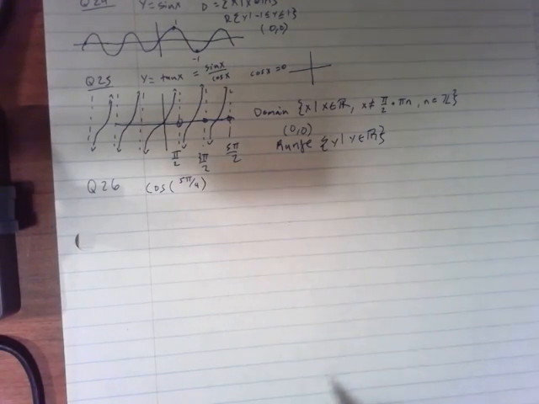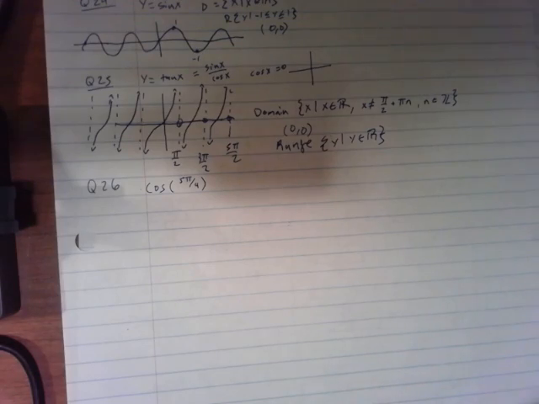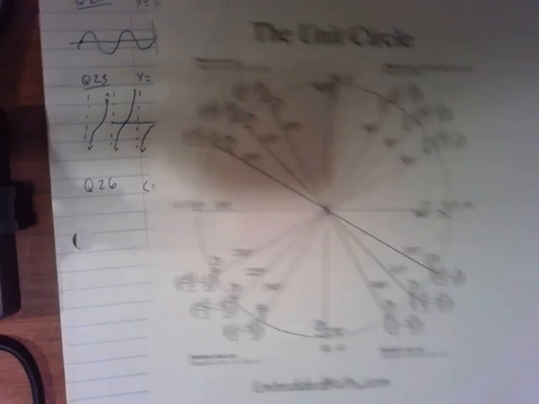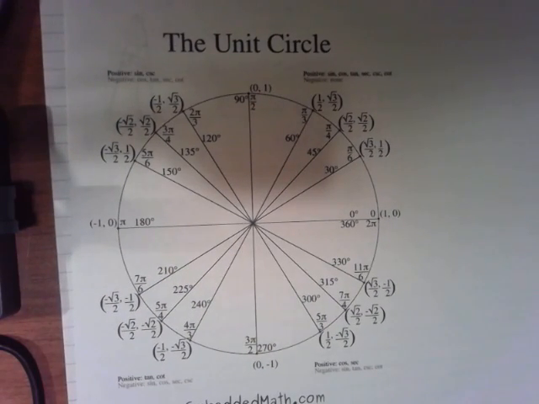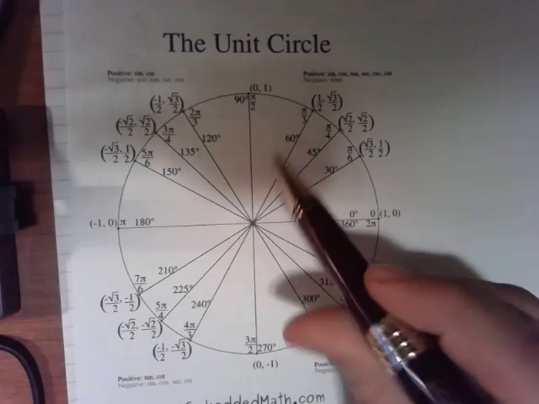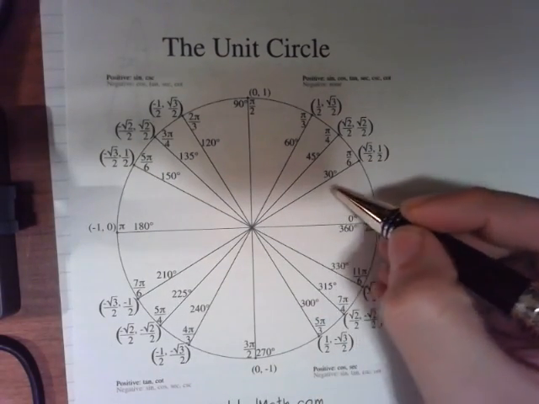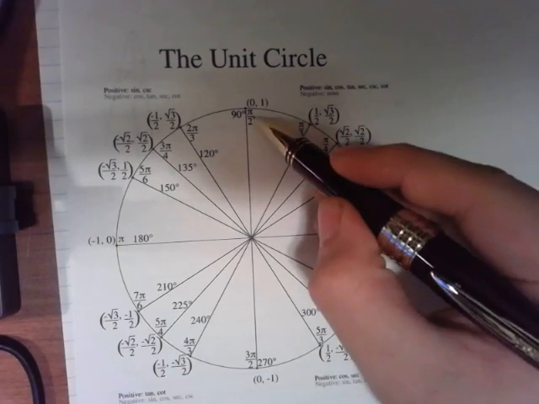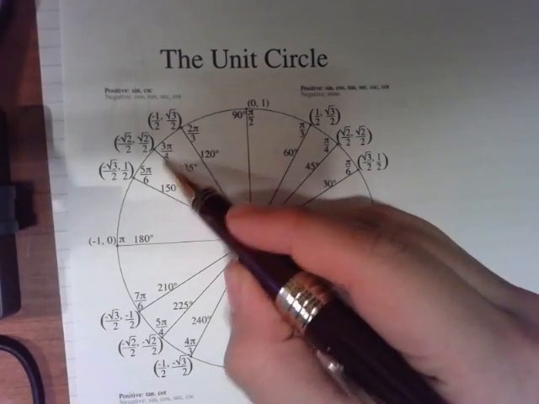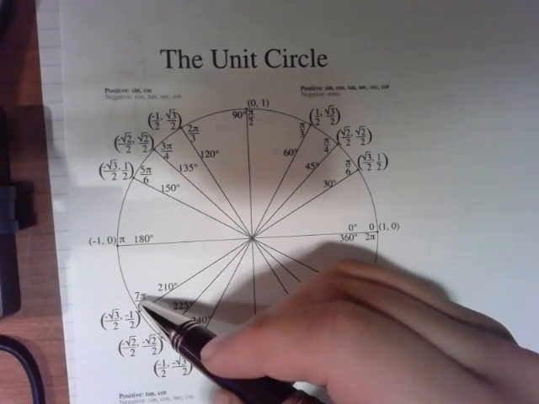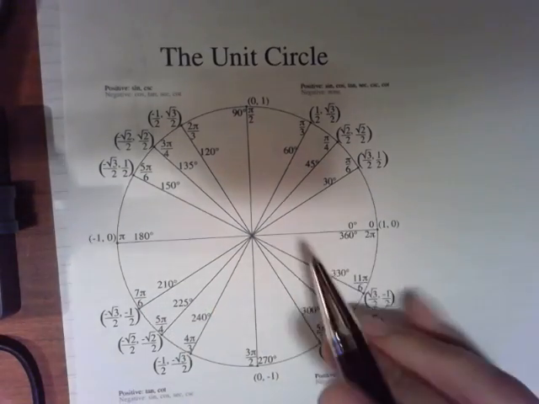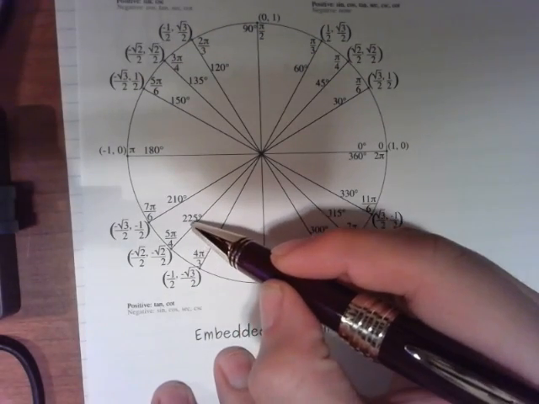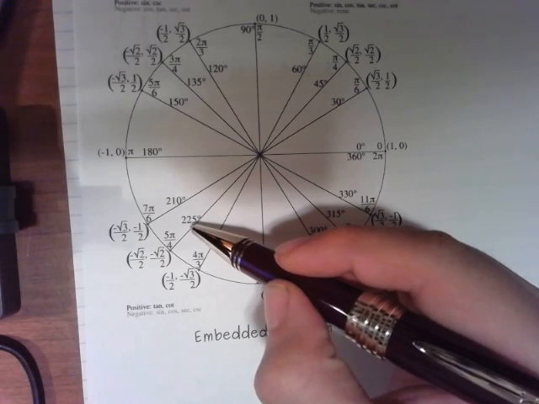5 pi over 4. Let's go ahead and grab the unit circle. To use the unit circle, what we're going to do is look for 5 pi over 4. So here's pi over 6, pi over 4, pi over 3, pi over 2, 2 pi over 3, 3 pi over 4, 5 pi over 6, pi, 7 pi over 6, aha, 5 pi over 4. On the unit circle, 5 pi over 4 lands us here. It's also 225 degrees.